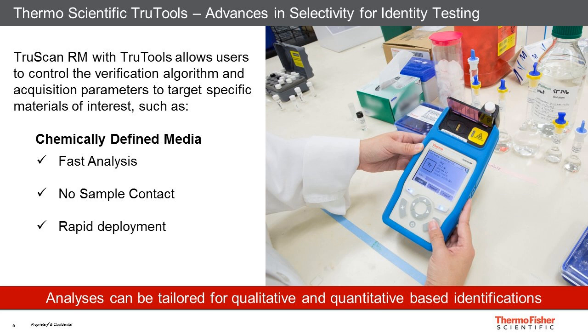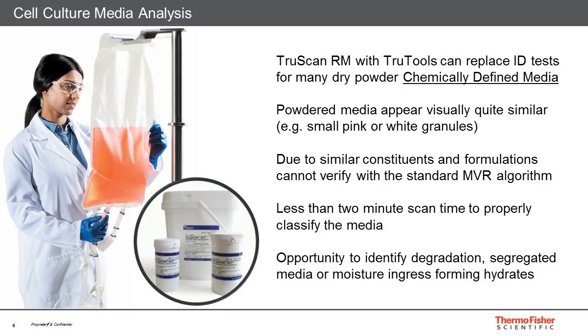So using the TrueScan to perform a fingerprint identification of chemically defined media allows for rapid and mobile analysis both in and outside of the lab without the need for direct sample contact. Models made on one analyzer can be deployed quickly on other TrueScans for quick method deployment across multiple sites and facilities. And as you'll see, dry powder cell culture media is an interesting opportunity for TrueTools.